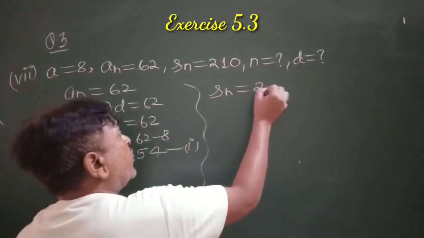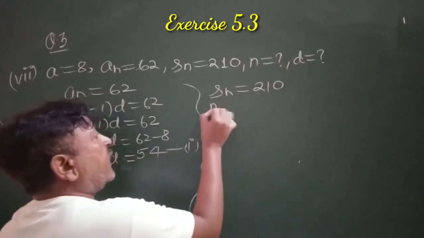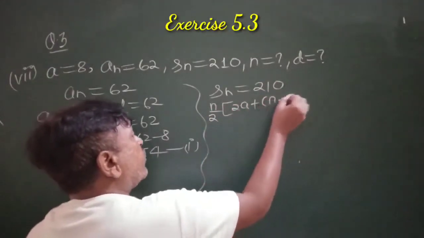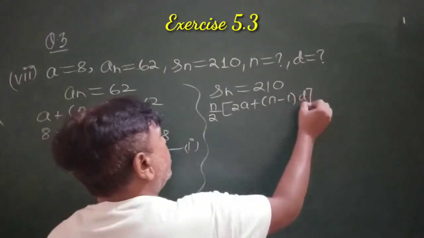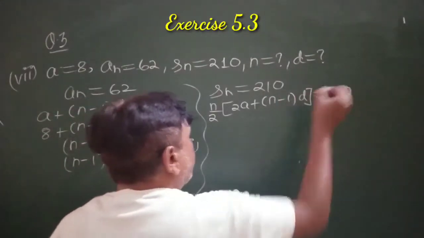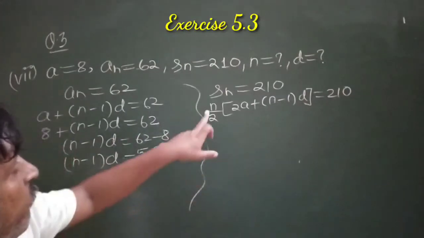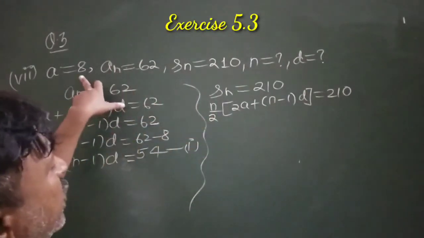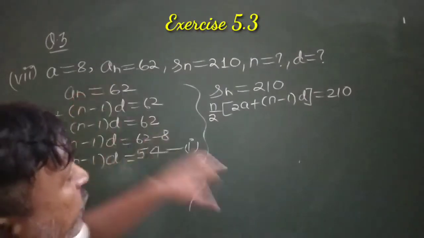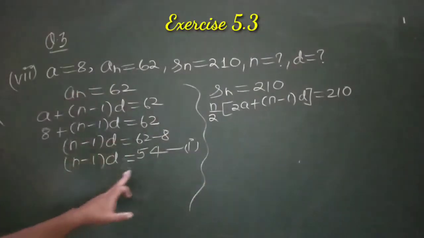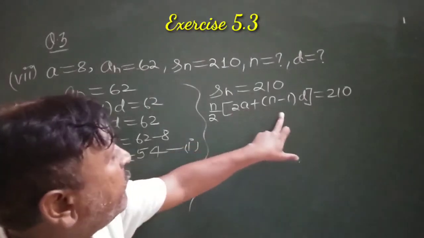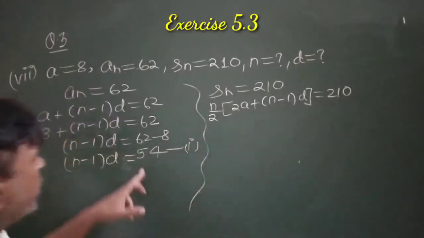Sn equals 210 means n upon 2 times (2a plus (n minus 1)d) is equal to 210. We have to find out n. We are having the value of a, and (n minus 1)d we can substitute as 54. बात समझ में आई? a की जगह लगाओ a की वैल्यू, (n minus 1)d इस पूरे की जगह आ जाएगा 54.